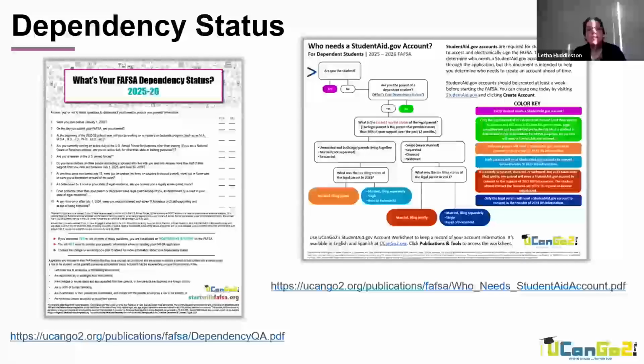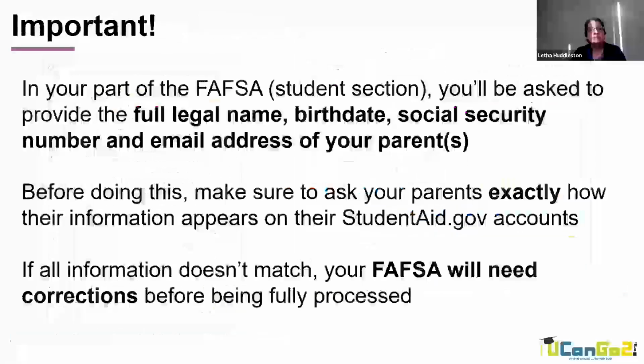Also to the right, you see a flow chart that helps you go visibly through that process of deciding which parent or parents need to contribute to that student's FAFSA. So those are both available in the publications section at youcango2.org. There are a couple of people in the chat that are monitoring questions. I just wanted you to know that, and we'll make sure and get to everything throughout the presentation.